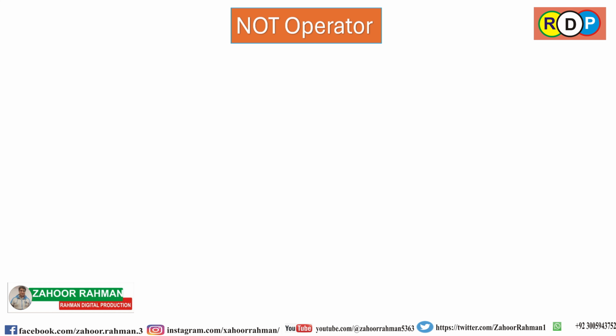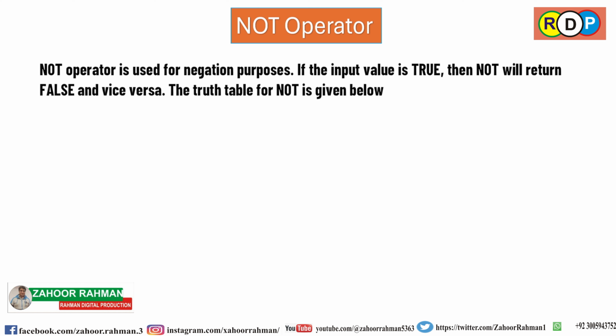Greater than 90,000 is one condition. Not greater than 90,000 is the negative of that one. So, the not operator is used for negation purposes. If the input value is true, then not will return false and vice versa.